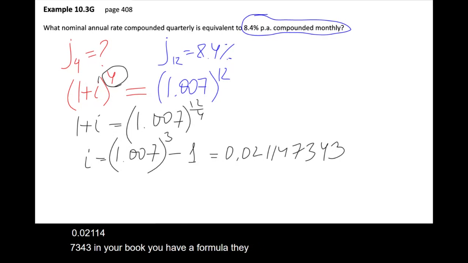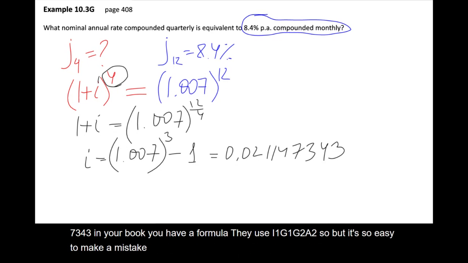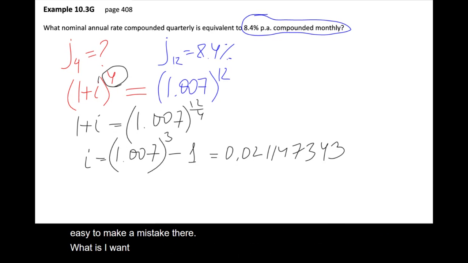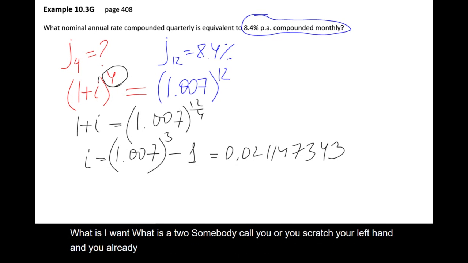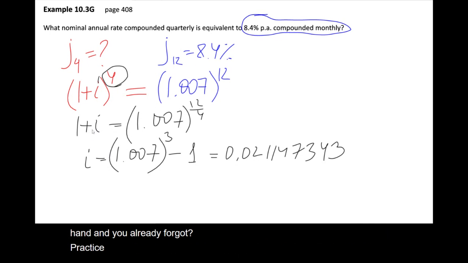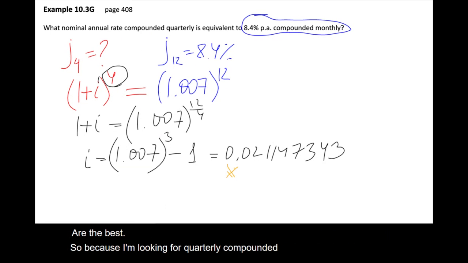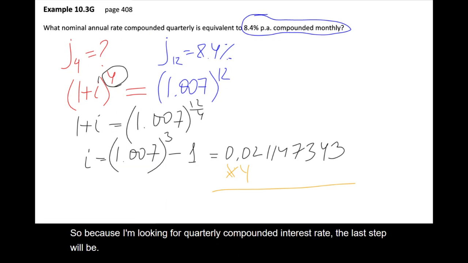In your book, you actually have a formula. They use i1, j1, j2, i2. But it's so easy to make a mistake there. What is i1? What is i2? Somebody calls you, or you scratch your left hand and you already forgot. So practice showing that these logical steps are the best. Because I'm looking for the quarterly compounded interest rate, the last step will be times 4.